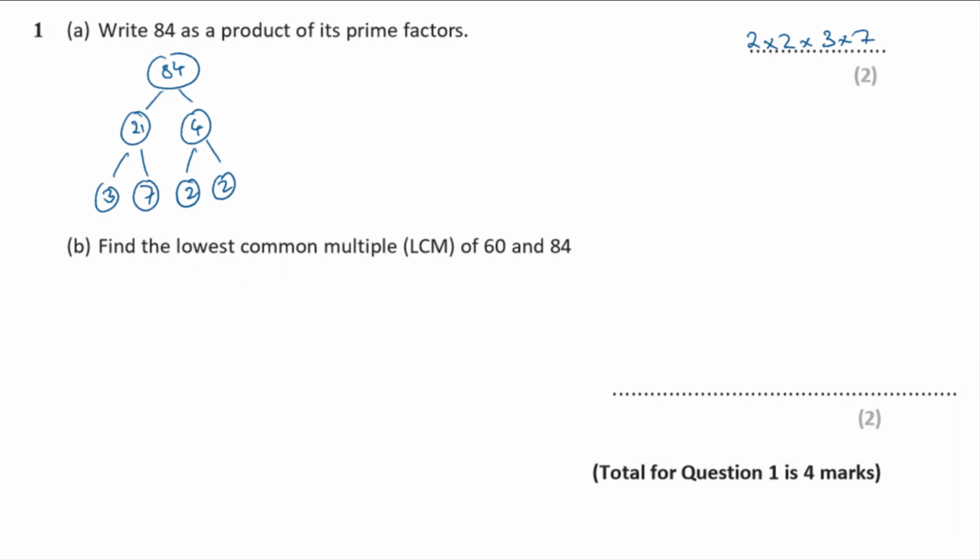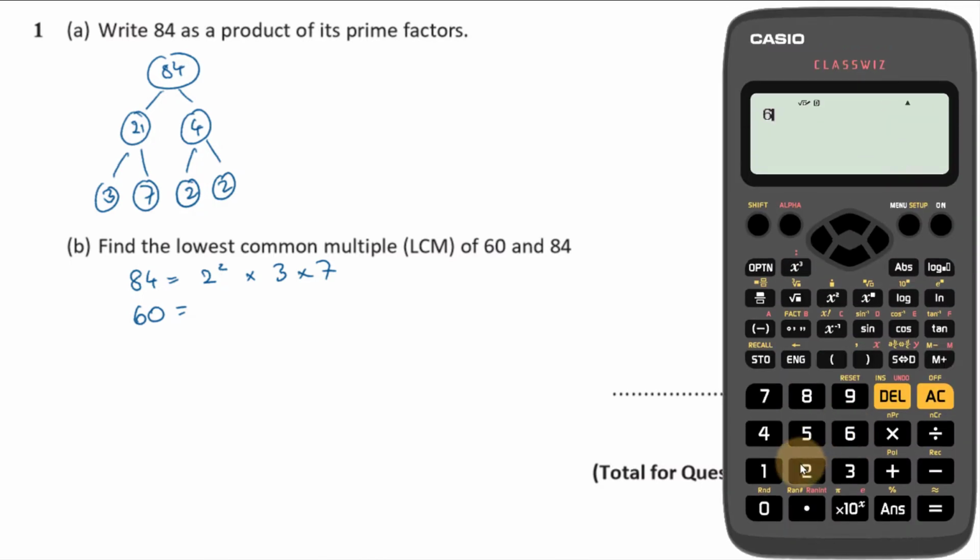We already know that 84 is equal to 2 squared times 3 times 7. Now if we can write down 60 as a product of its prime factors as well, we can use those forms to help us with the answer. So 60 equals shift fact. That comes out to 2 squared times 3 times 5.